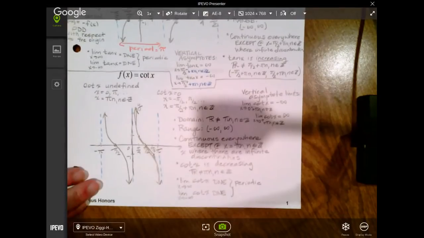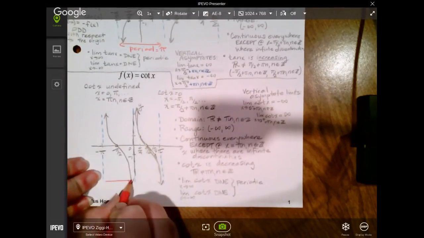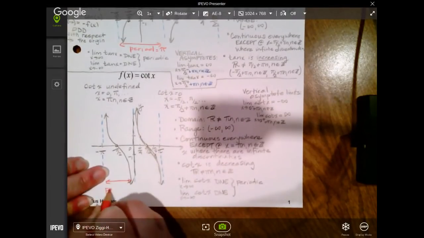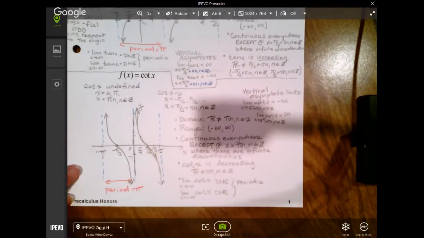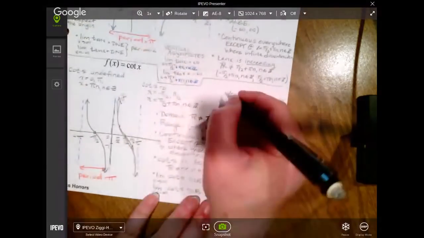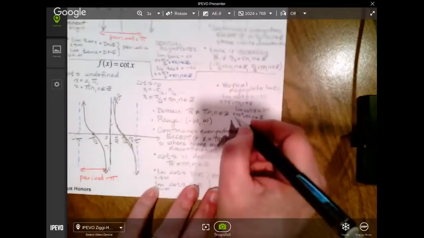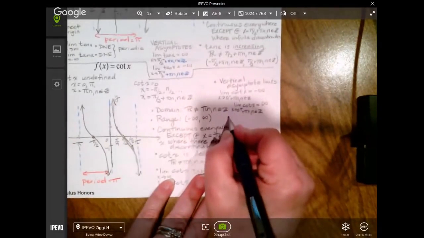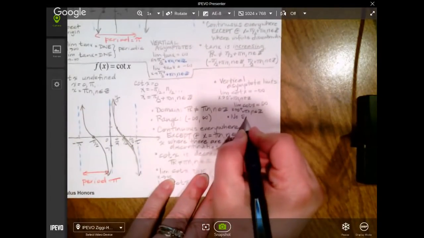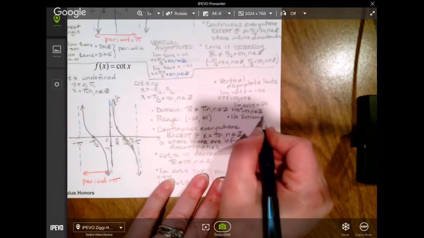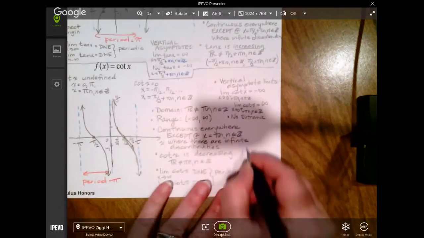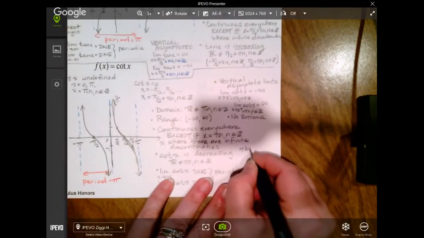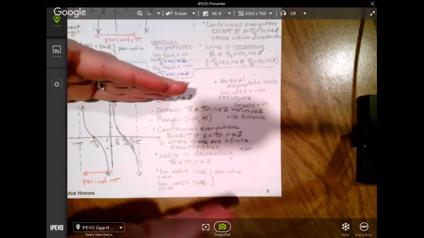The period is just like tangent. It's the distance between the asymptotes, and that's just, in this case, again, pi. There are still no extrema, so let's write no extrema, which means no maxes and mins. This function is also, I'm running out of space here, not bounded. That means the y's are not bounded from above and below.